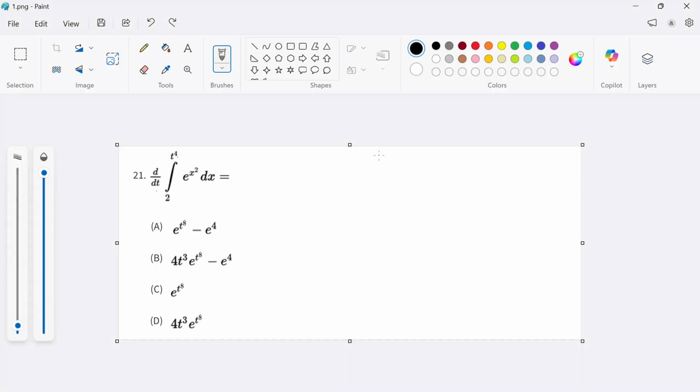AP Calculus AB. There's too many A's and P's. AP Calculus AB practice question about the derivative of an integral.